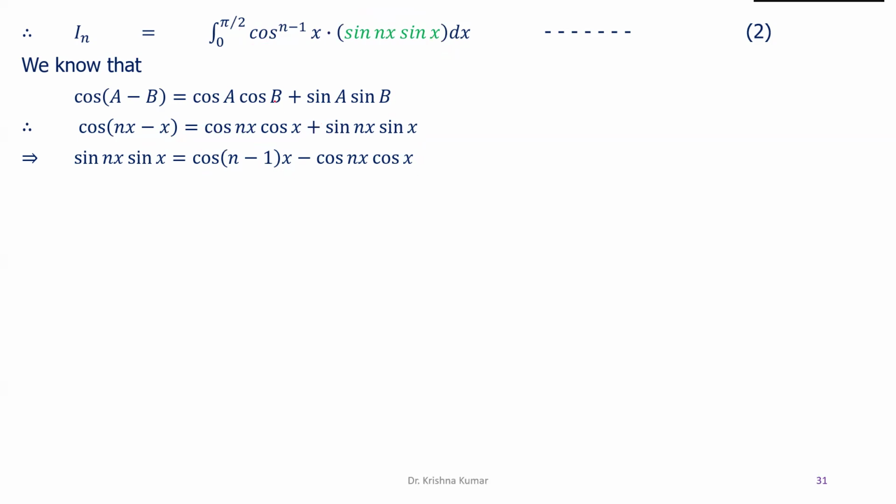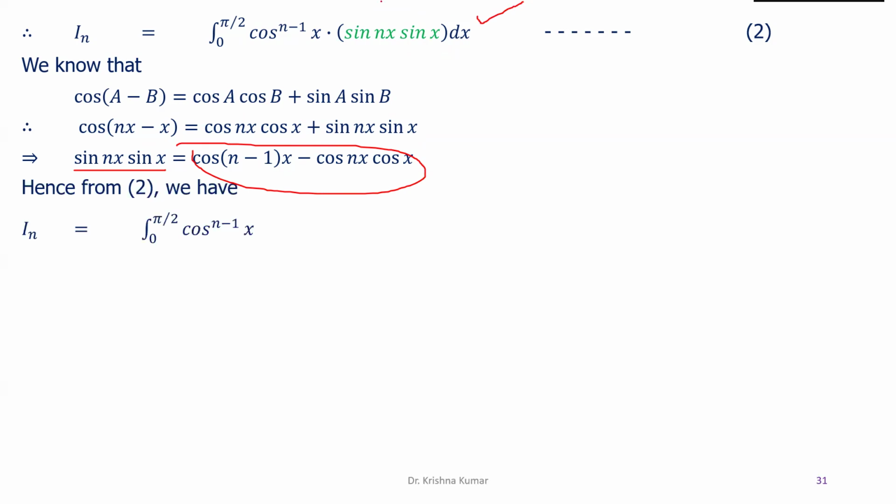Now we can substitute the value of sin nx into sin x in equation number 2. This equation is equal to the integral of cos to the power n minus 1 x, and this sin nx into sin x is cos (n minus 1)x minus cos nx into cos x under the limit 0 to pi by 2. Let us open the bracket.